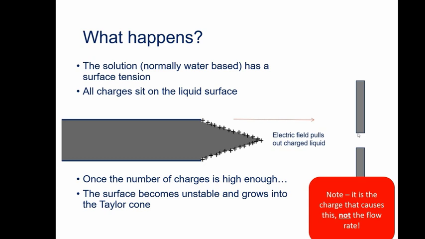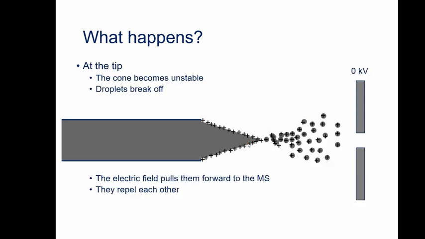When you get enough charges on the surface of the liquid, it will be pulled out into this cone in front of the instrument. And as we get the charge density higher and higher, it grows into this Taylor cone. Eventually, the force of the charge density on the tip of that cone, the electric potential gradient, will be so great that it is greater than the surface tension of the liquid, and so the tip of the cone becomes unstable and droplets stream off and are pulled down the potential gradient towards the mass spectrometer.